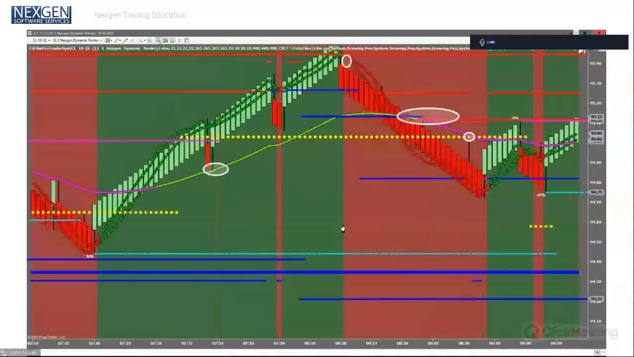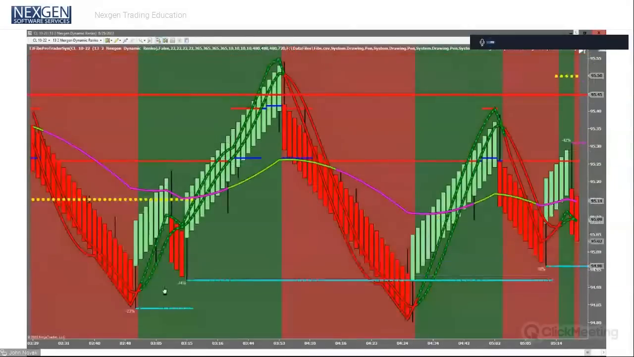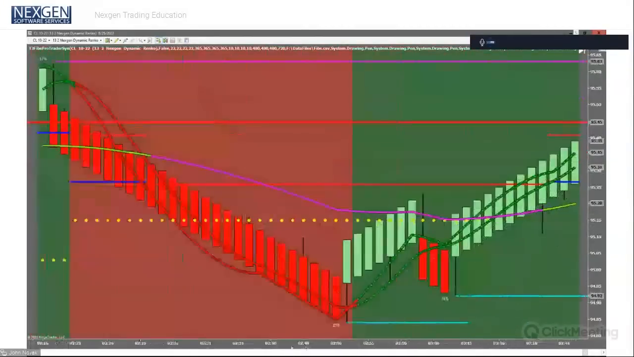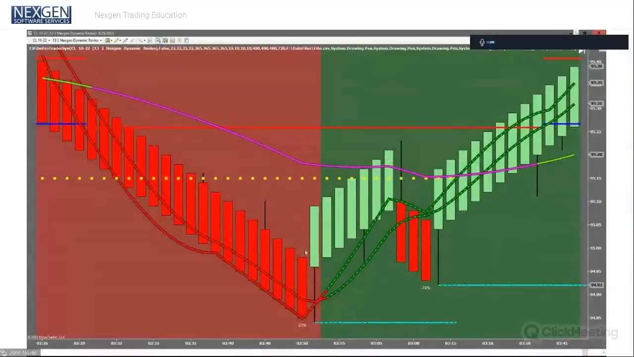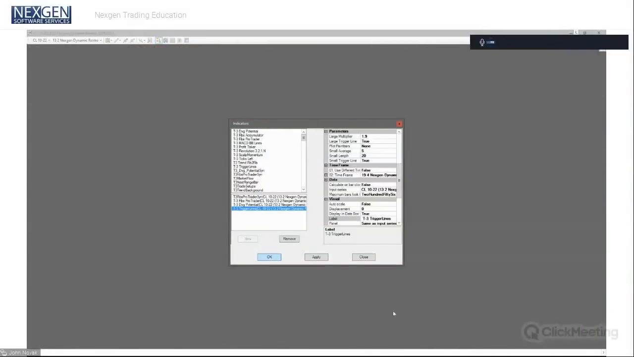So what I did, just to freak everybody out and try to get your mind in a different place here, I took the large trigger lines and I got rid of them on my chart. Now, if you double click your trigger lines, the multiplier is normally 1.9 for the large triggers.